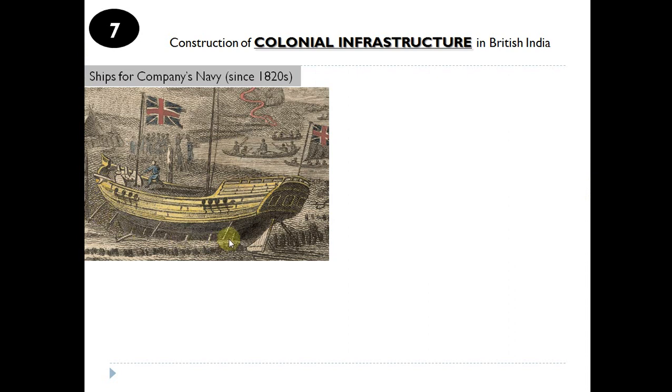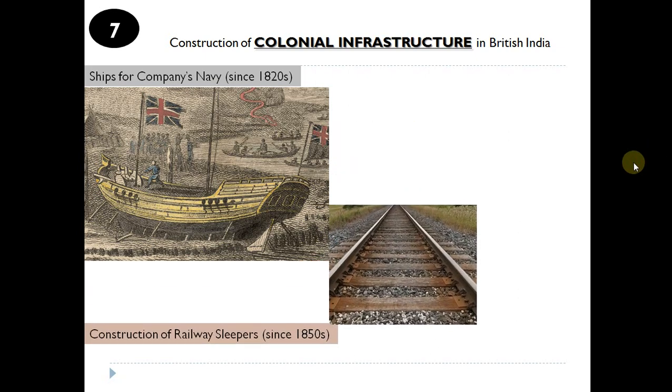There was a need to have a large fleet of ships. This was felt since the 1820s, when the political hegemony of Britain over India expanded like a wildfire. Construction of ships requires something, and that something is also required for construction of railway sleepers. These are the railway sleepers. Railway sleepers are basically the foundation on which railway tracks are laid.